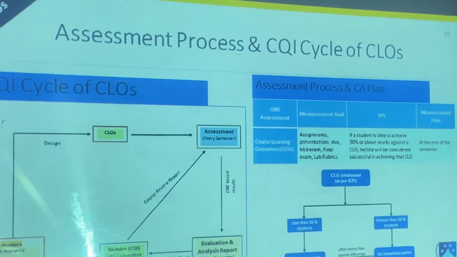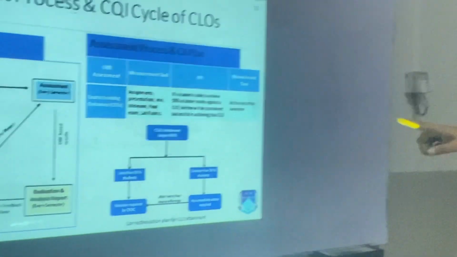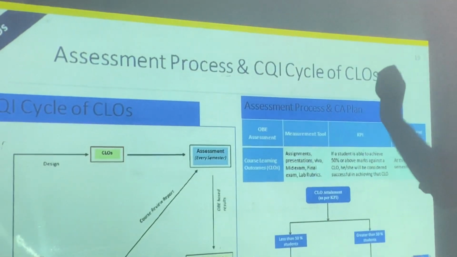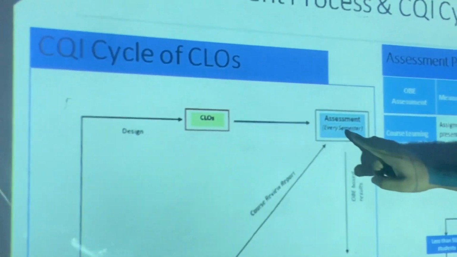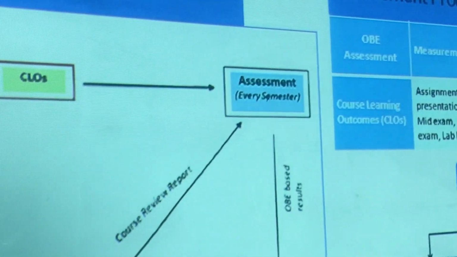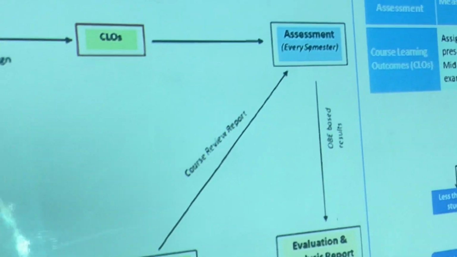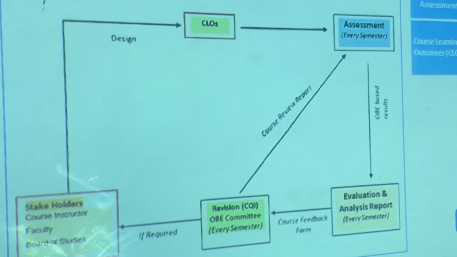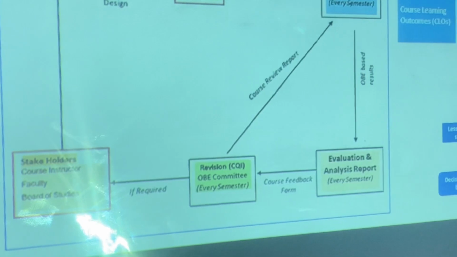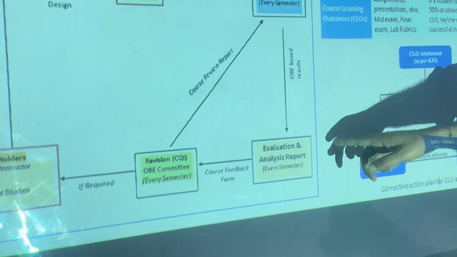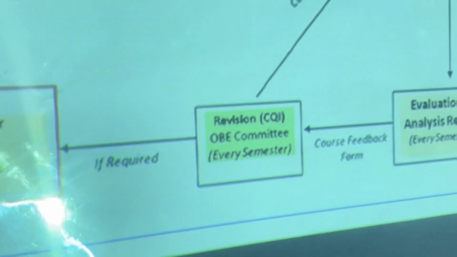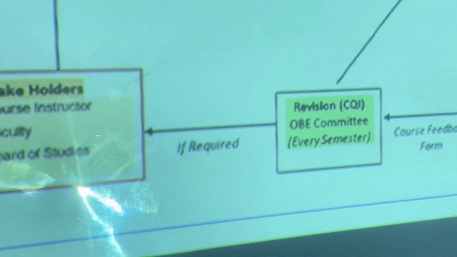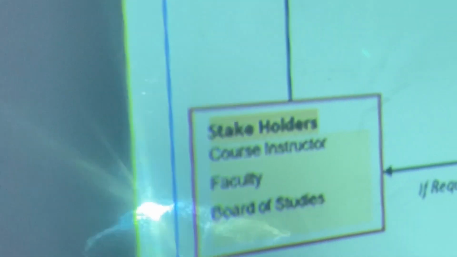Now, this is the CQI process of CLOs. Look at the major difference of the CQI process of CLOs as compared to the POs, which is their frequency. Every semester we have to revise these CLOs, and after evaluation and analysis, the OBE committee will recommend or process those CLOs, which are revised towards higher quality.